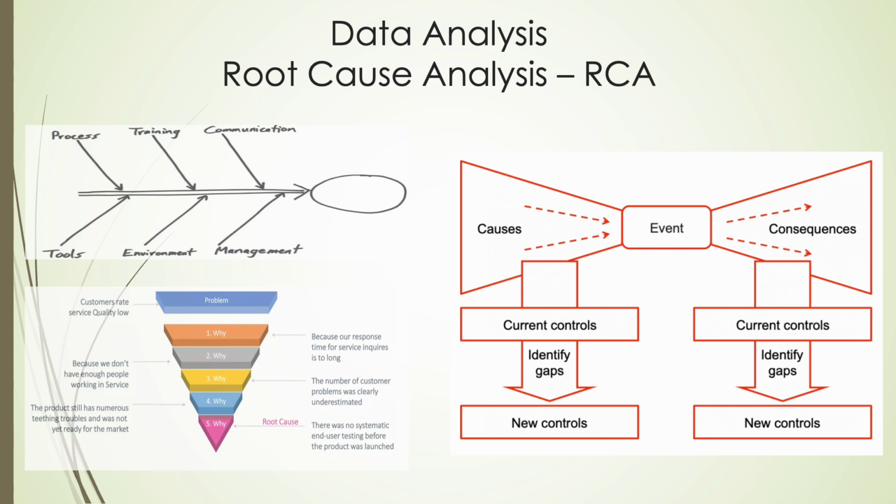Steps to conduct bowtie analysis. Define the risk event: identify the central event, for example, machine failure. Identify the causes on the left side: list the causes that could lead to the risk event. Identify the consequences on the right side: outline the possible consequences if the risk event occurs. Identify controls: determine preventive measures on the left side to reduce the likelihood of causes, and on the right side, identify mitigating controls to minimize the impact of consequences.